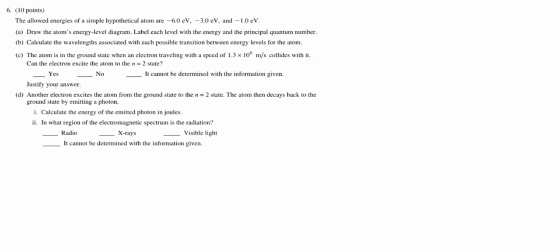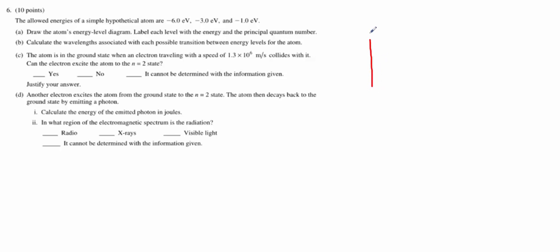Alright, this is number 6 from the 2011 AP Physics B exam, and this is a modern physics problem, primarily dealing with exciting the atom. And so we have the following energy levels of a hypothetical atom: negative 6 eV, 3 eV, and 1 eV. And we need to draw the energy level diagram and then label each appropriately along with a quantum number. This one is as simple as it sounds, as long as you understand the energy level diagram business.